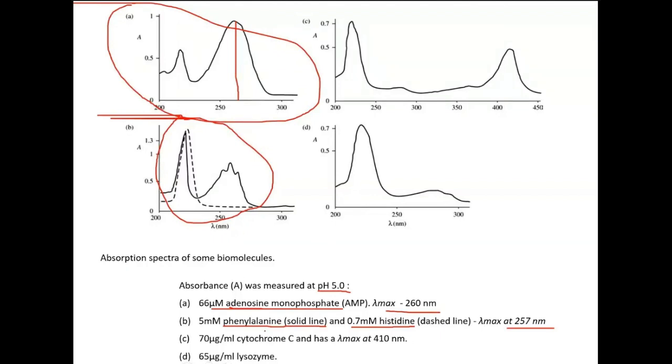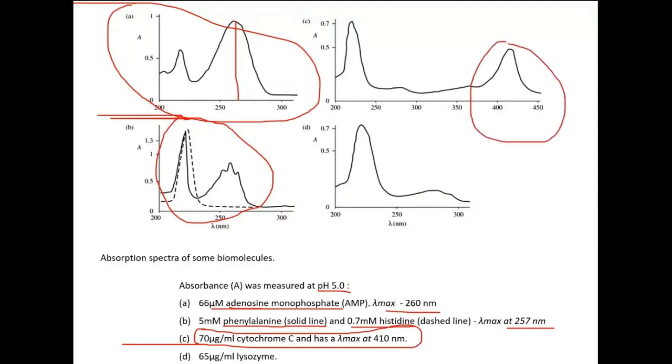And look at panel C, which represents 70 microgram per ml of cytochrome C. Look at the lambda max, it is 410. 410 is the lambda max for cytochrome C. So by using the standard you can calculate, or otherwise, by looking at the peak at 410 nanometer, you can easily confirm the sample contains cytochrome C.